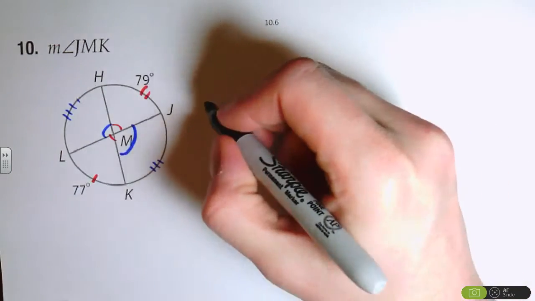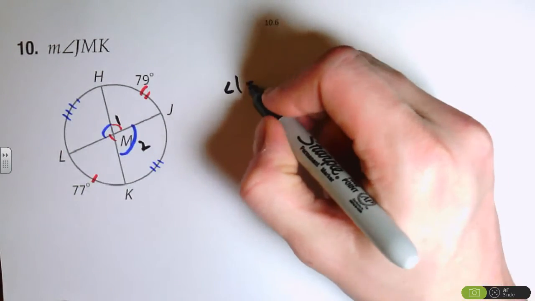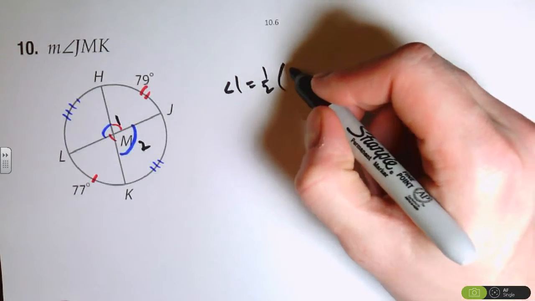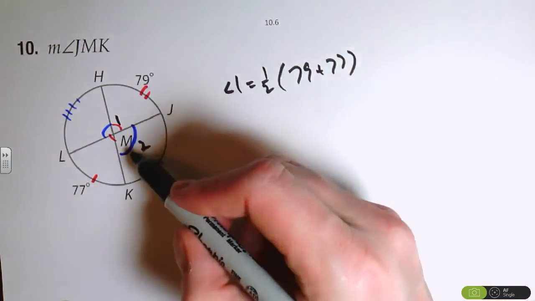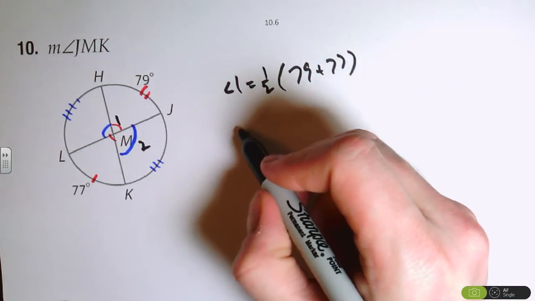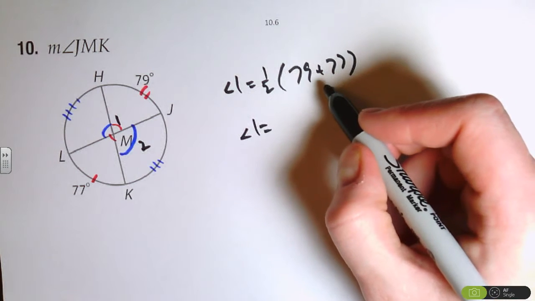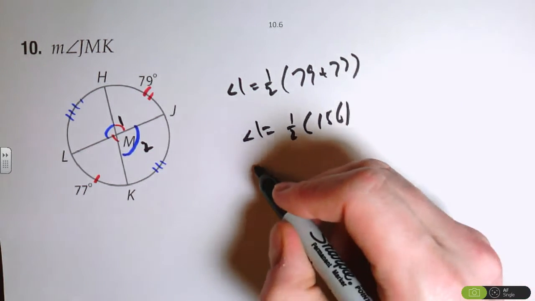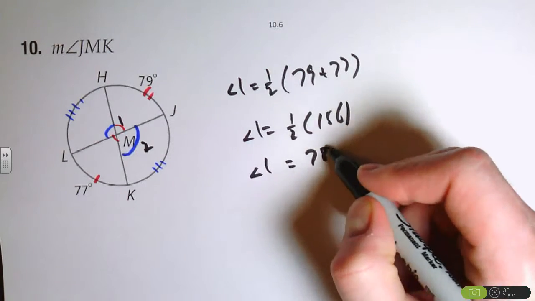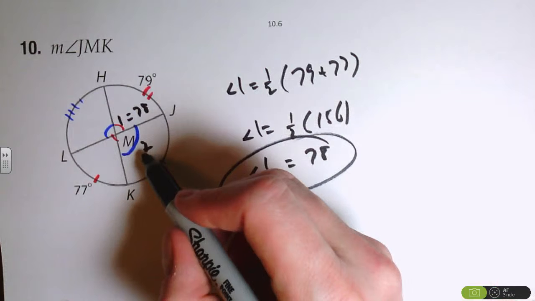So we'll call this angle 1 and this will be angle 2. So angle 1 is 1/2 of 79 plus 77, because it's half the sum. If it's inside, half the sum. So 1/2, that's going to end up being what? 156, which ends up giving us 78. So angle 1 is 78 degrees, but I want angle 2.